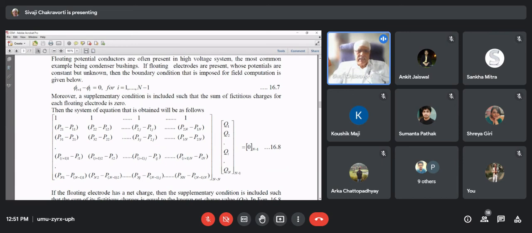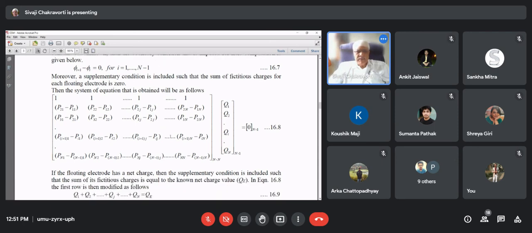So there has to be a supplementary condition included here, which is that in the floating system, although it has some system-induced potential, the net charge will be zero. So we put an equation that within that floating potential electrode, Q1 plus Q2 or whatever, Qi plus Qi plus 1, will be equal to 0. So n minus 1 equations, as you can see in this matrix formation, and then one supplementary condition makes it an n by n system. So then you can solve it.